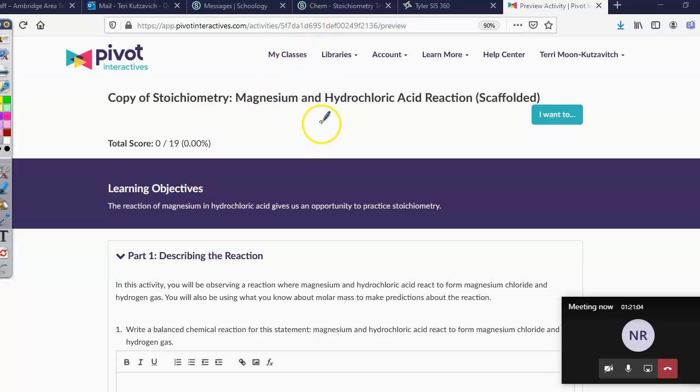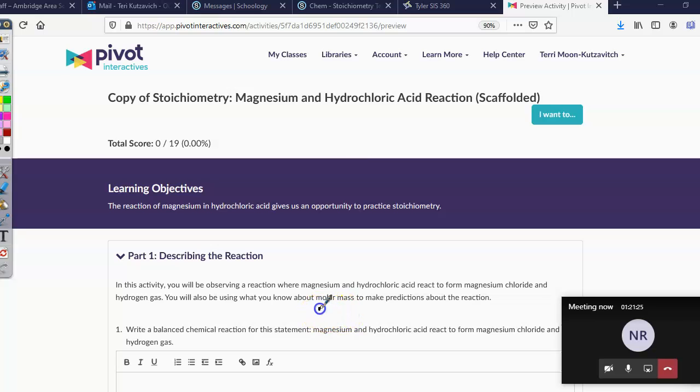All right, so this is a magnesium and hydrochloric acid stoichiometry lab. So you're going to use what you've learned in class and apply it to a lab. Usually we would do this, you would actually do the lab, but obviously that's not happening. So for part 1, number 1, you have to write a balanced chemical equation.